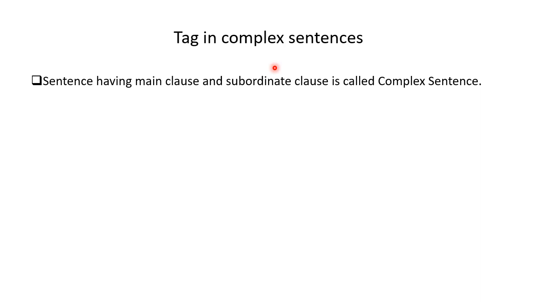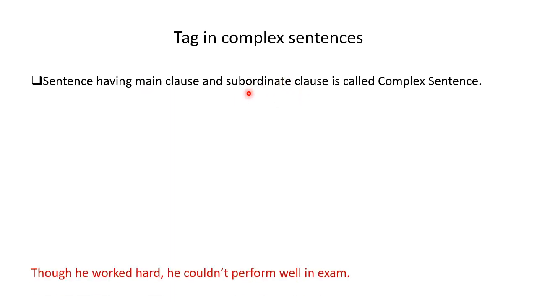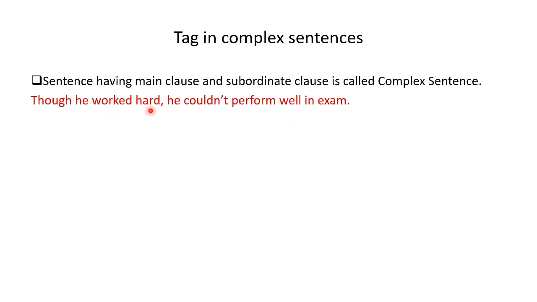So I have tried here to make it simplified. A sentence having a main clause and a subordinate clause is called a complex sentence. Okay, one main clause and another subordinate clause. So, though he worked hard, he couldn't perform well in exam. This is one complex sentence. Though he worked hard is a subordinate clause. Okay, it cannot make its own meaning.